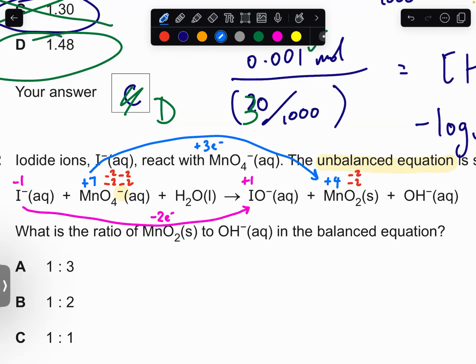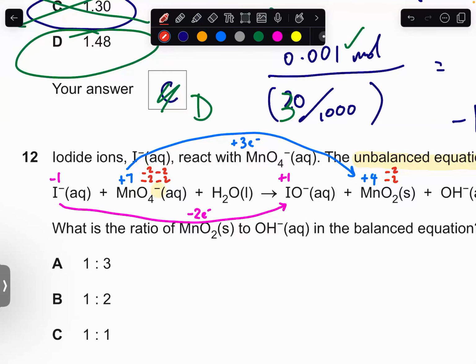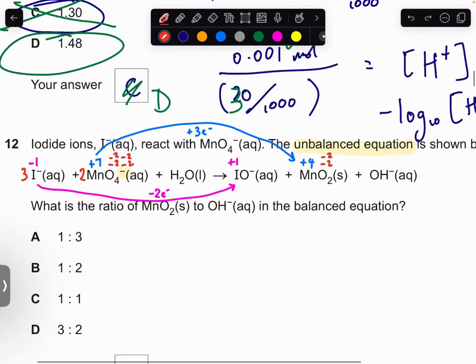We need to balance these electrons. How will we balance? Put a big 3 there and a big 2 there. We cross multiply on these numbers. And then once we've established that, we then balance everything else using the normal balancing rules. 3 iodines on the left, 3 on the right, 2 manganese on the left, we do 2 on the right.